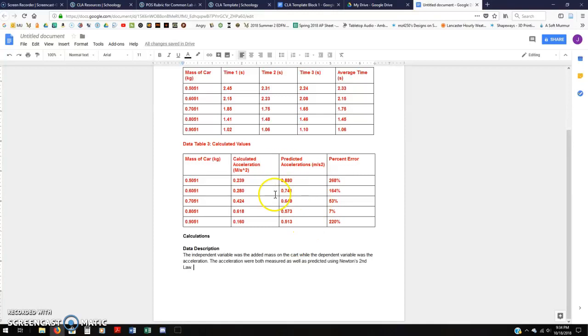Now, the data I have here is purely made up, so looking at some of this stuff, it's not exactly going to look like your data. But looking at our calculated accelerations, if you look here, it seems like we're going up, getting faster as more mass is added. But here we have this one random data point here, which looks like it's going to be what we're going to call an outlier.